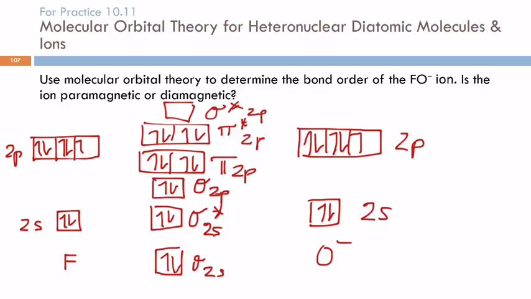Bond order. Looking at the ones without the asterisks, so this is bonding, there's 2, 4, 6, 8. 8 electrons in bonding orbitals. In antibonding, 2, 4, 6. So 8 minus 6 over 2, pretty sure that's 1. The bond order is 1. Do we predict that this is a stable molecule? Yes. Is it paramagnetic or diamagnetic? Diamagnetic.